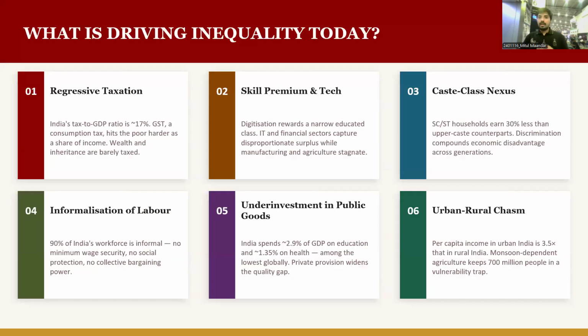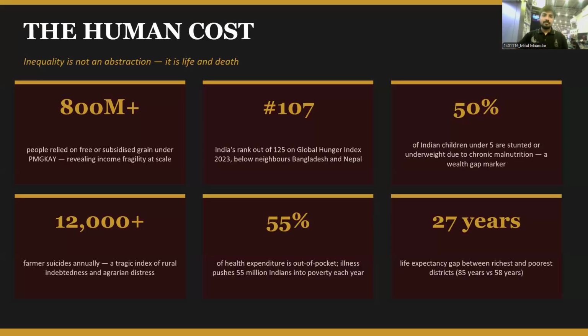So what are the drivers of inequality today? Regressive taxation, skill premium and tech, and the caste and class nexus, which is very, very prominent. SC/ST households earn 30% less than their caste counterparts. Fourth is the informalization of labor. 90% of India's workforce is still informal. Fifth is the underinvestment in public goods. And sixth is obviously the urban-rural divide.